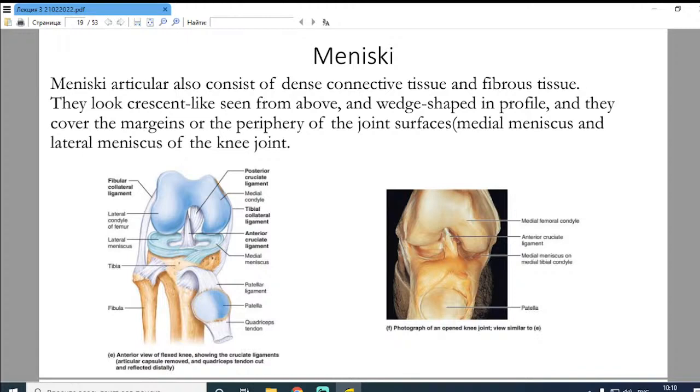This is, you see, a photograph of an opened knee joint.